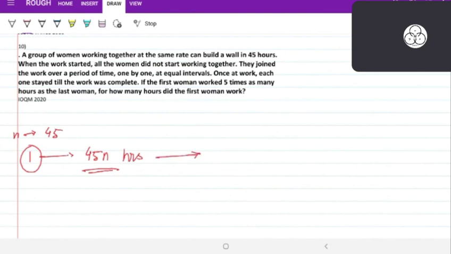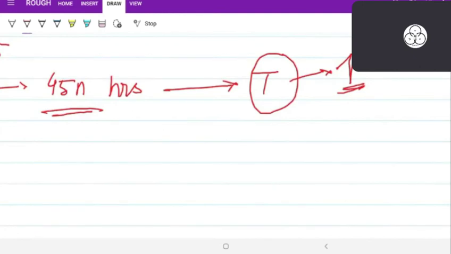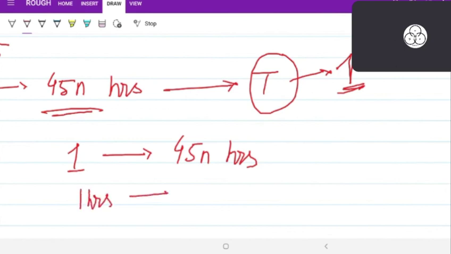Let the task be some T, and let me consider the value of this task as 1. The complete fraction is defined as 1. That's why I'm considering this as 1. So one task done by one person takes 45n hours, right? So in 1 hour, how much fraction of the task will be completed by one person or one woman? 1 by 45n in 1 hour. This amount of task will be completed.